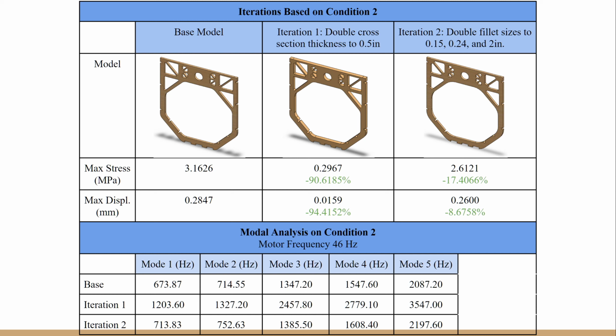Analysis shows that the majority of stress and displacement is found in the upper section of the bulkhead, specifically on the thin truss-like structural elements. Proposed modifications in these areas improve results, with iteration 1 being more effective. No resonant frequencies within 3 Hz of the motor frequency were found.